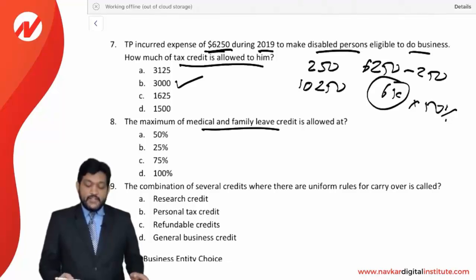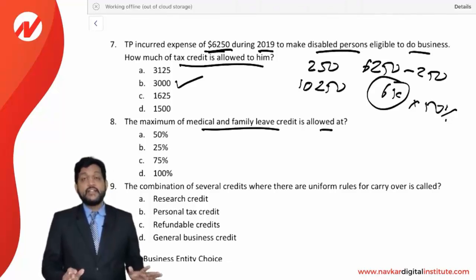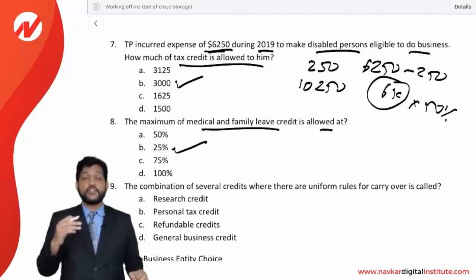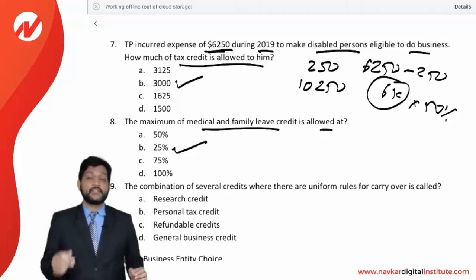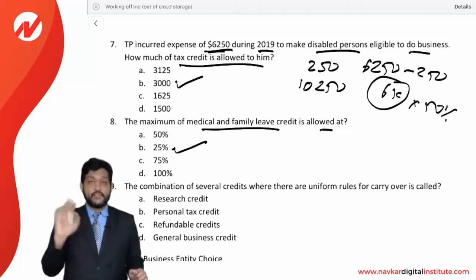Maximum family and medical leave credit is allowed. How much is the maximum percentage? It is 25%. Remember, it starts with 12.5%, and for each 1% of wages beyond 50%, it will increase by 0.25%. So the maximum it can reach is 25%. It's not more than that.